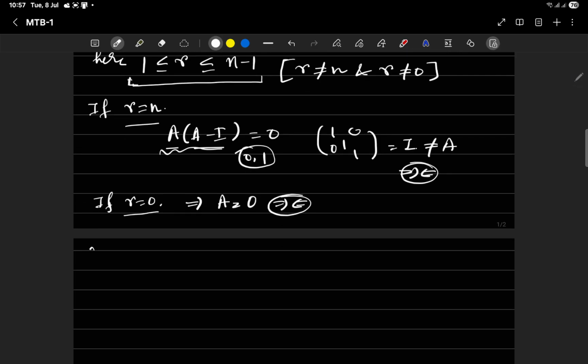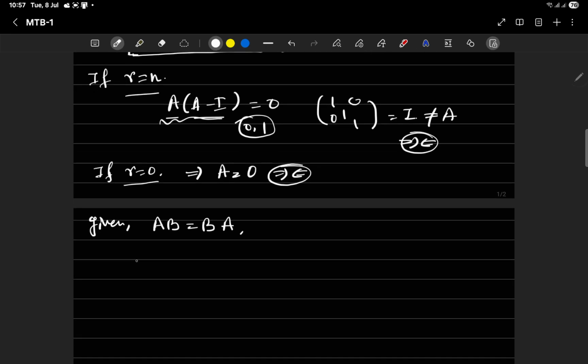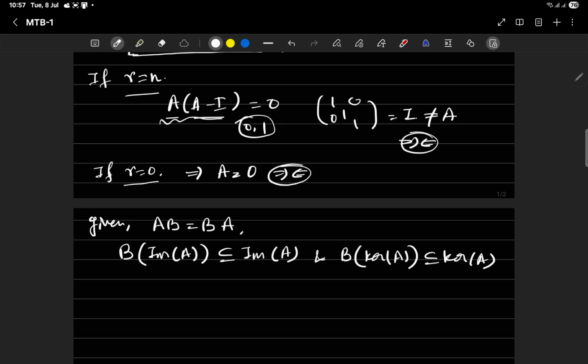Now, given AB equal to BA, okay, what is given? AB equal to BA. What does that mean? B of image of A is in image of A. That is, image of A is invariant under B, and kernel of A is also invariant under B. Why? Let's see. So this is the claim. Let's prove it.